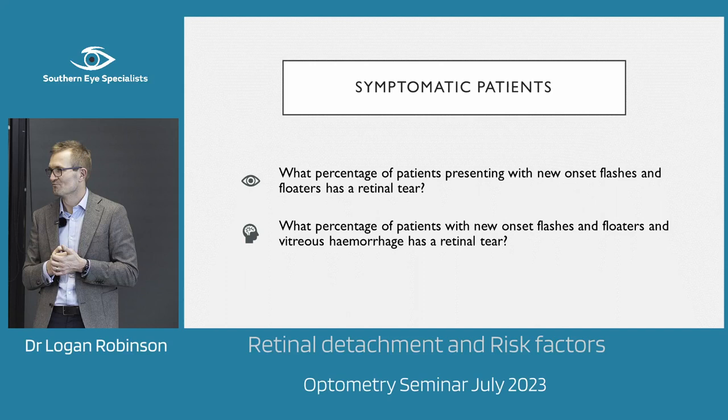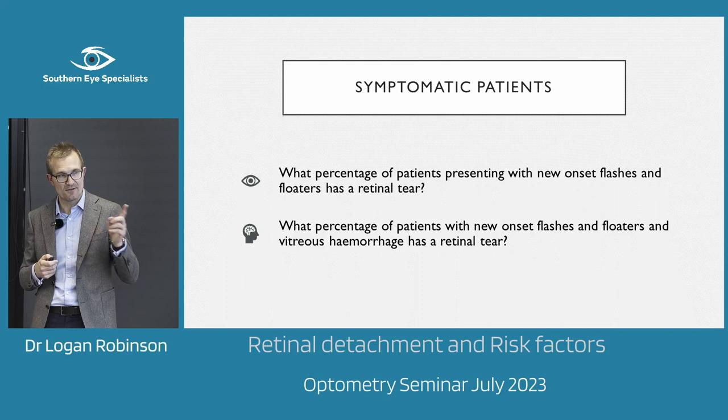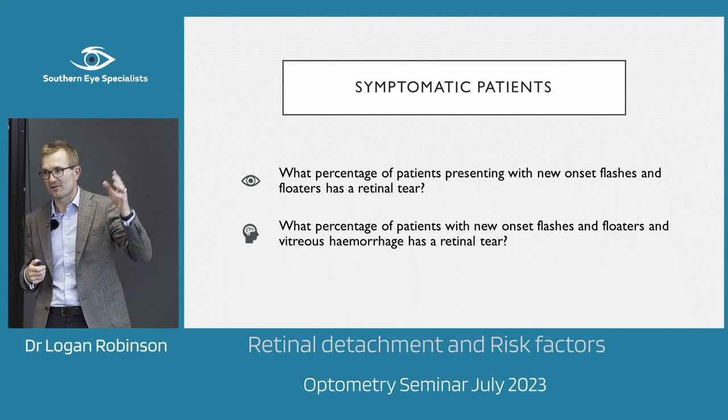Yeah, it's definitely a lot higher. It's 70% in that sort of patient. And that might just be a few little red blood cells. It doesn't have to be a big dense vitreous hemorrhage. So I guess what this shows you is that even just knowing about vitreous hemorrhage, you're suddenly stratifying the risk, and you know there's much more risk in some patients than others.